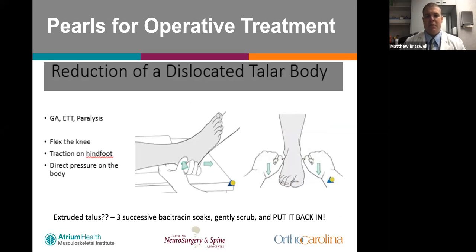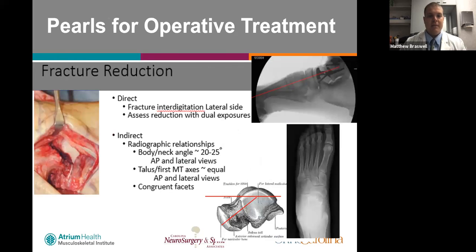Another operative pearl is for reduction of a dislocated talar body, like the case that we heard. Often this requires paralysis with true general anesthesia. Flexion of the knee helps release the gastrocnemius. Traction on the hindfoot can help restore length. Often the body will be palpable when it's fully dislocated, and you can place direct pressure to help with the reduction. There is evidence to support that when the talus has been completely extruded and is picked up on the street, you can clean it and put it back in. There's evidence out of Harborview for that.